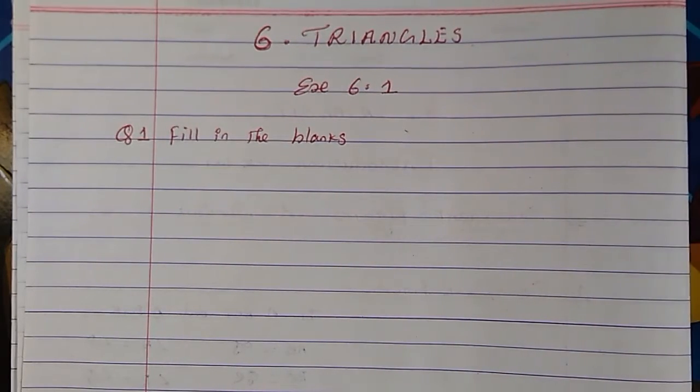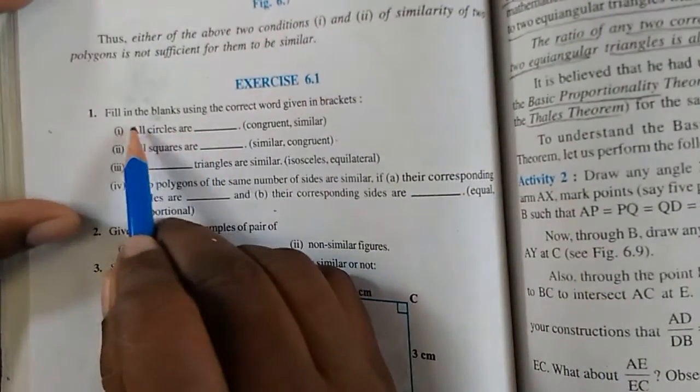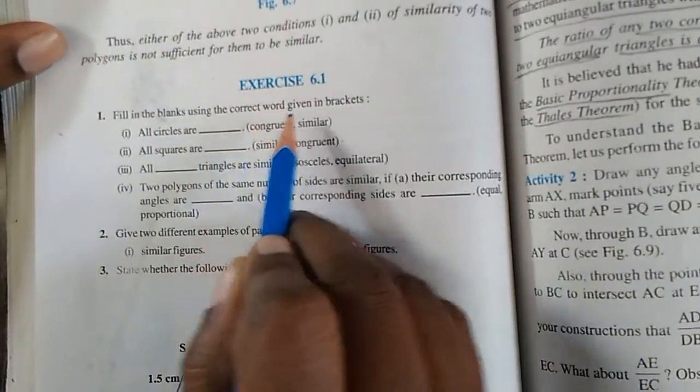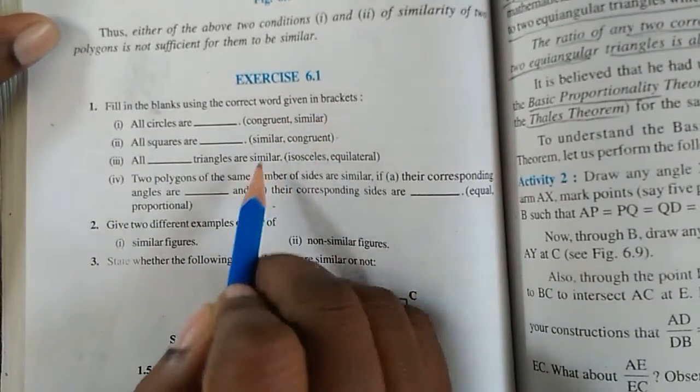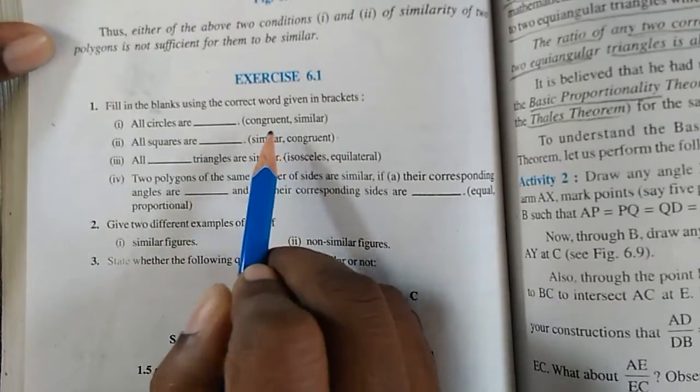Today we are going to study chapter 6, Triangles, exercise 6.1, question 1, fill in the blanks. So we'll see from the textbook. Exercise 6.1, question 1. Fill in the blanks using the correct word given in brackets. In the brackets the correct words are given, so you have to choose which is the correct one.